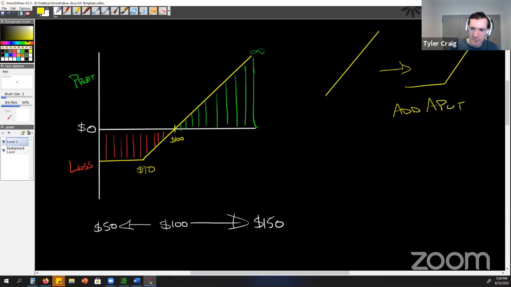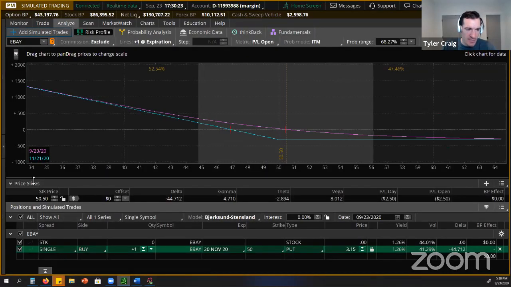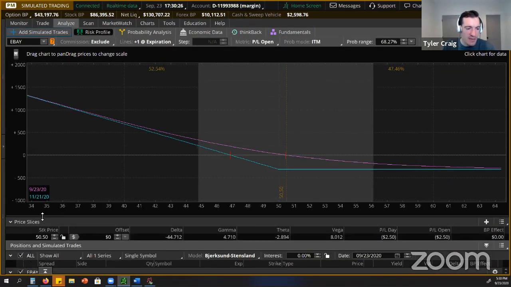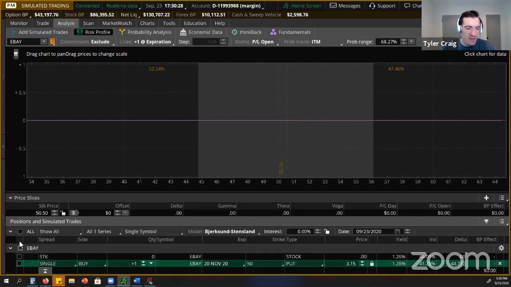Add a put option, and it turns your long stock into this type of graph. Whether it's a stock portfolio with lots of different shares of different companies, or a single stock position, you add a put and it turns it into limited risk. So what does that look like? Well, give me a stock you want to see me buy a put option on, to see what it would do to the risk graph.